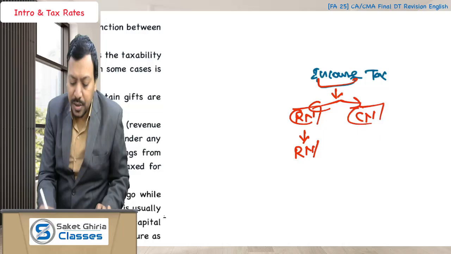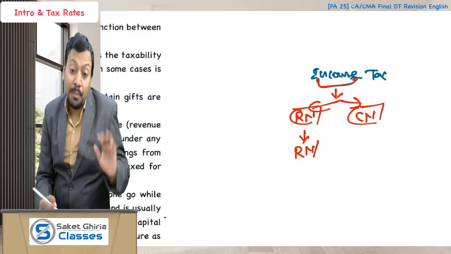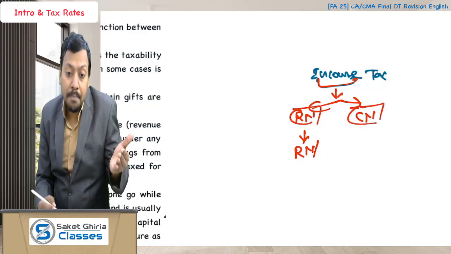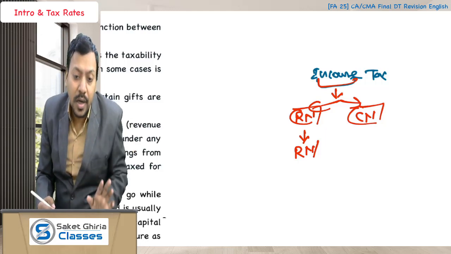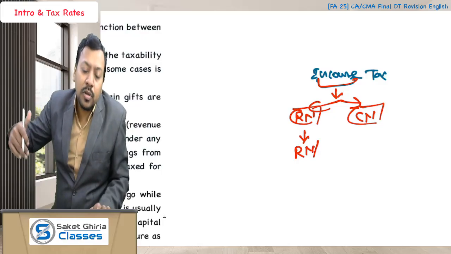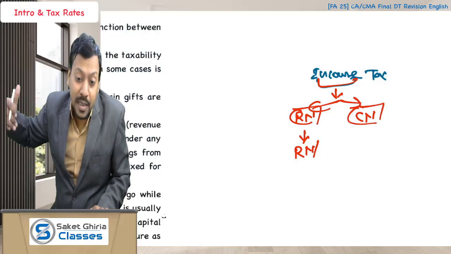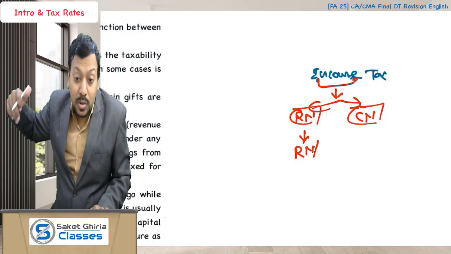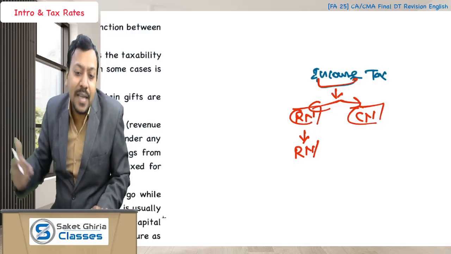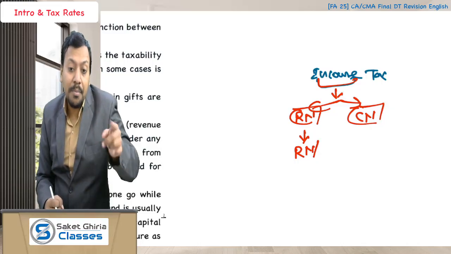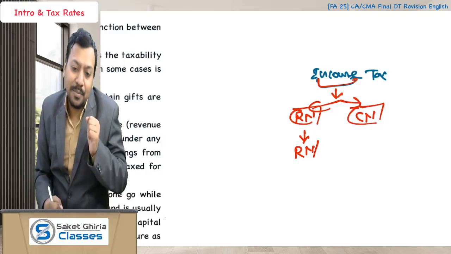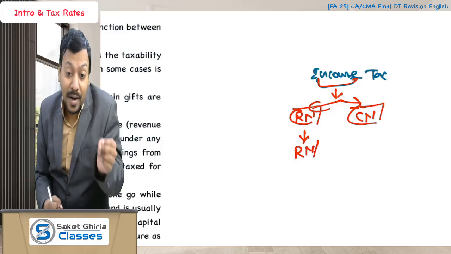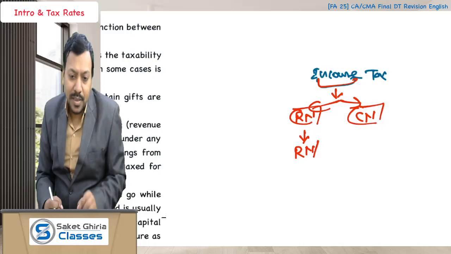And what is capital nature income? These are incomes that may occur, that may not occur. There is no regularity, no certainty that such income will occur. Like, I have won a lottery, or I have earned some capital gains. These are non-recurring in nature. This income may occur, this income may not occur. These incomes do not arise in the ordinary course of business. Are you getting that?